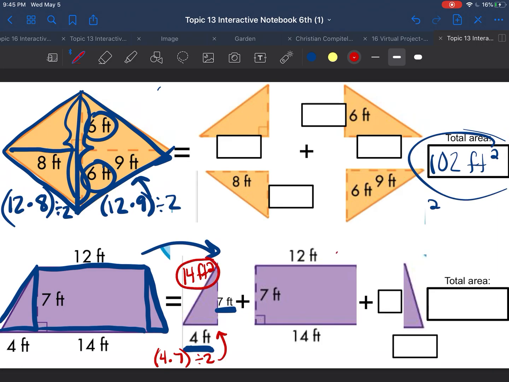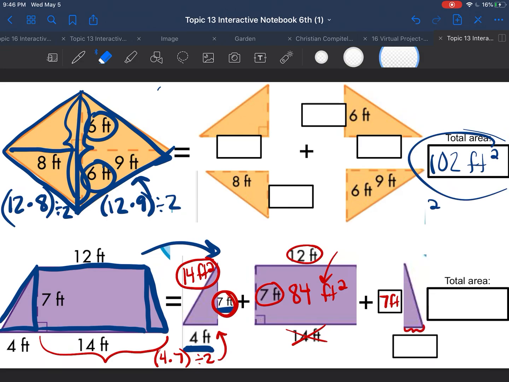Now, the area of this rectangle is not 14 on the base, because 14 is this whole entire thing. It is just 12, so it's 12 times 7. So 12 times 7 is 84 feet squared. Lastly, this triangle. Well, if this was 7 over here, then this has to be 7 over here. But now we need to figure out what that base is.